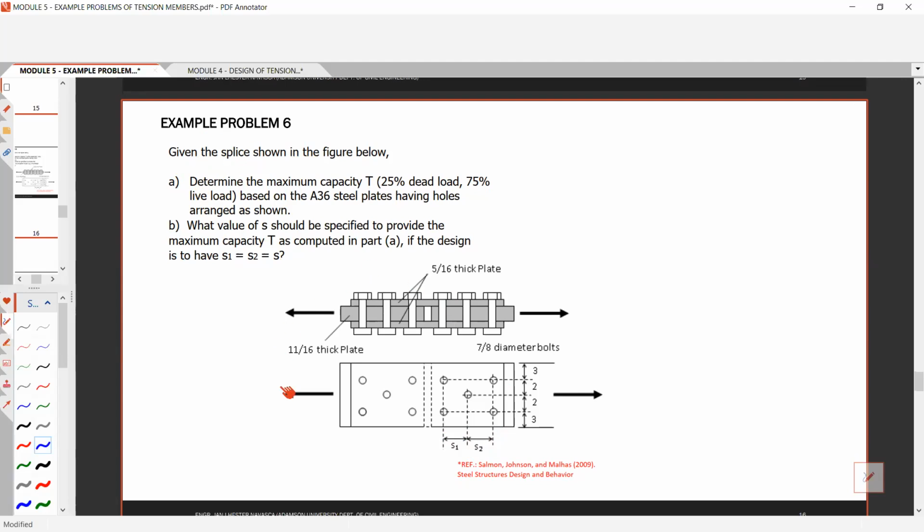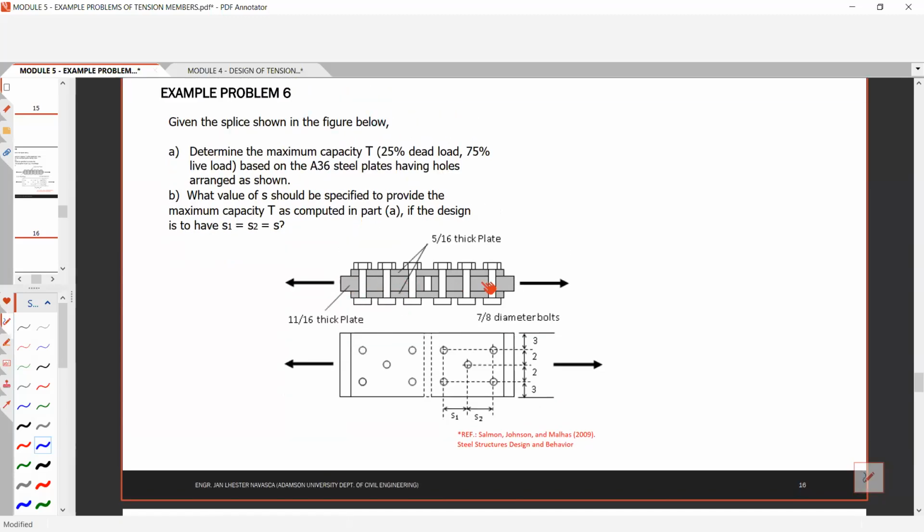This figure comes from the book of Salmon and Malhas, Steel Design: Structure and Behavior. This example connection is an example of splicing. So you have cover plates at top and bottom, the top cover plate being 5/16 inch thick, the same 5/16 inch thick plate at the bottom, and you have an 11/16 inch thick plate at the middle. And you will be using 7/8 inch diameter bolts.